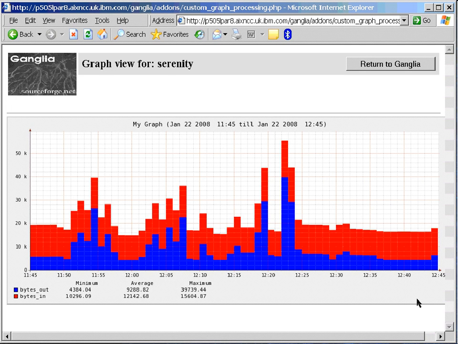Well, that is it for this quick look around Ganglia, particularly running on the Power-based machines. Remember, you can get Ganglia information from the website at the top, and the Persil.org website if you want the packages pre-built for AIX and Linux on Power to work on the Power-based machines.